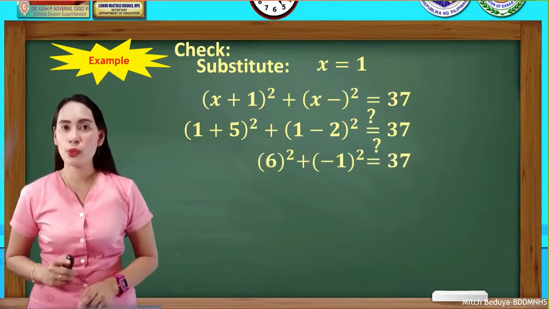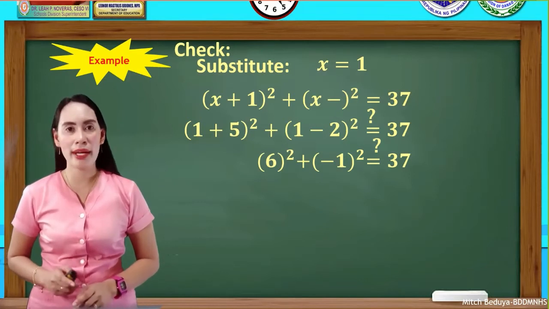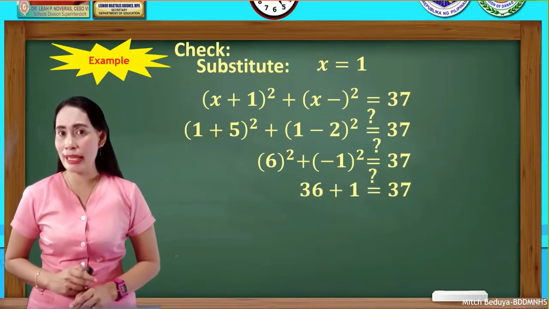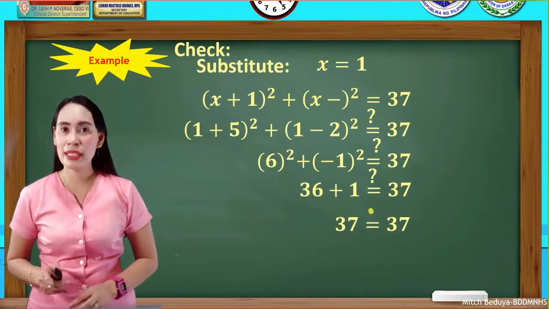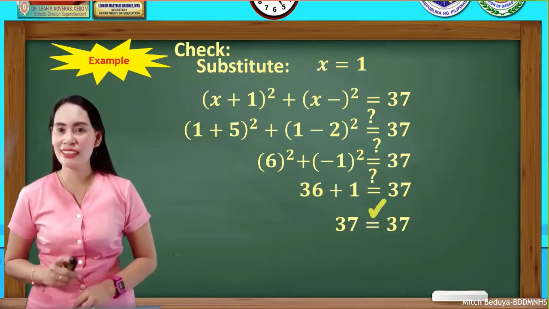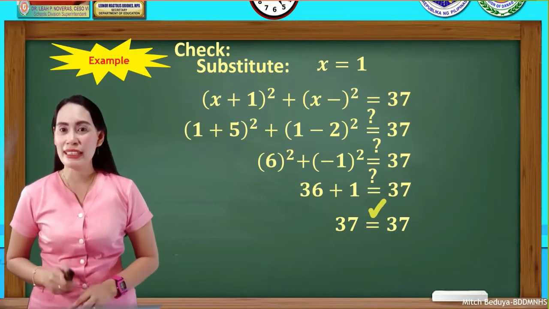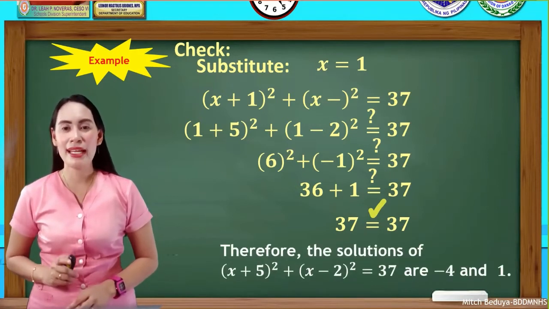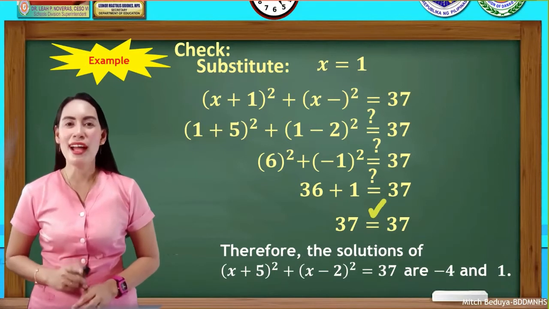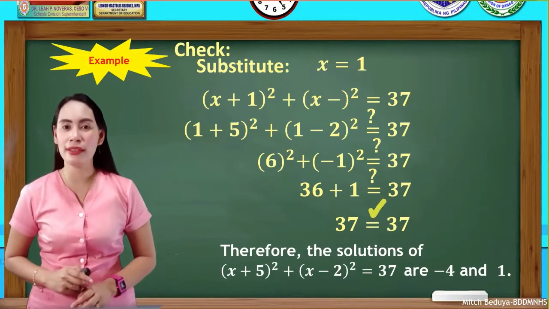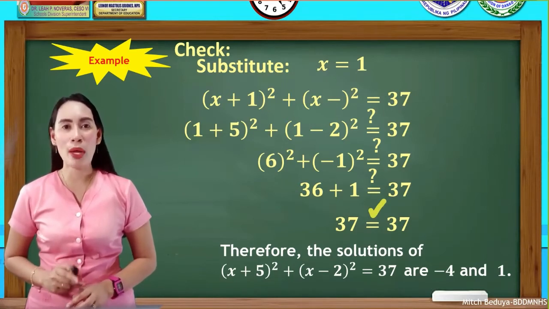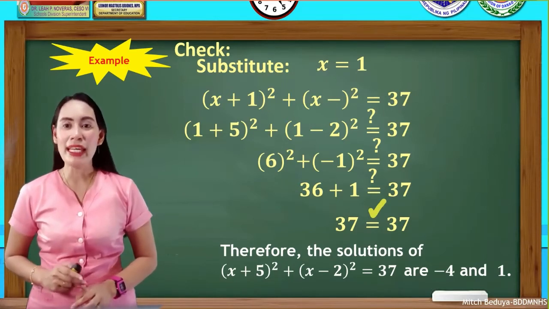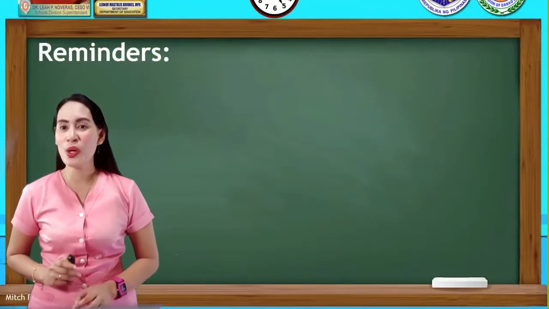Next, 6 squared plus negative 1 squared, is it also equal to 37? Then 36 plus 1, is it equal to 37? Yes, 37 is equal to 37. Therefore, the solutions of the equation, the quantity of x plus 5 squared plus the quantity of x minus 2 squared equals 37, are negative 4 and 1.